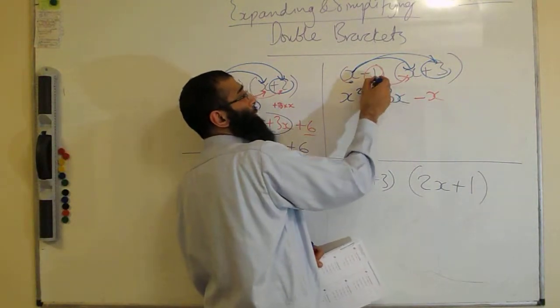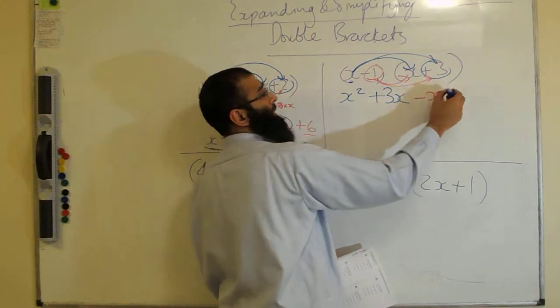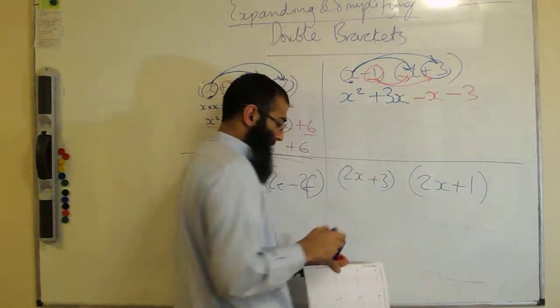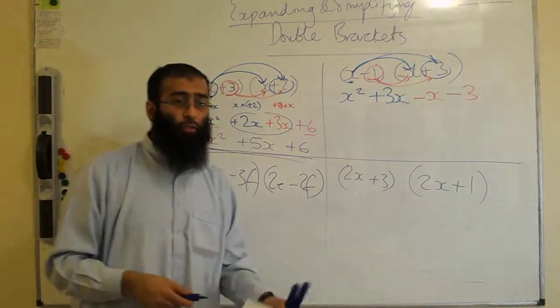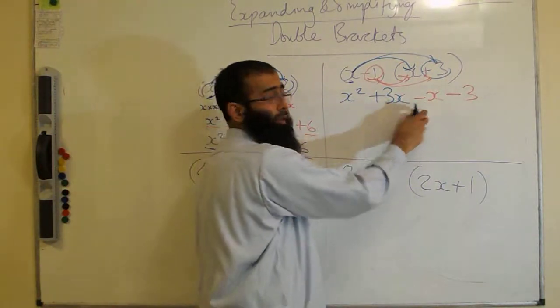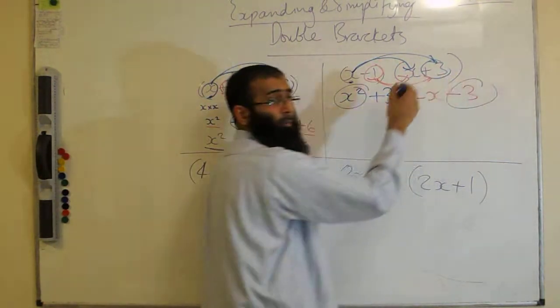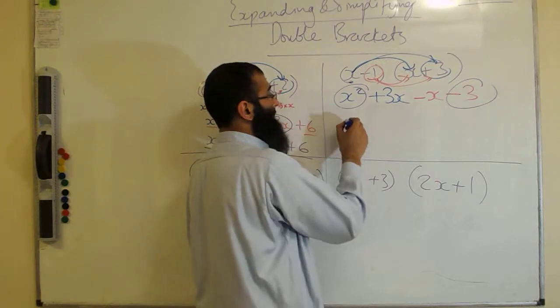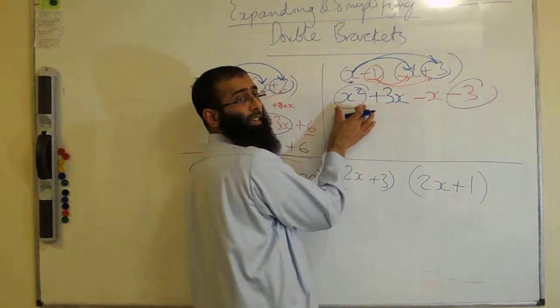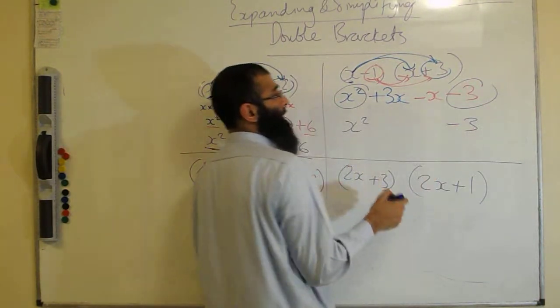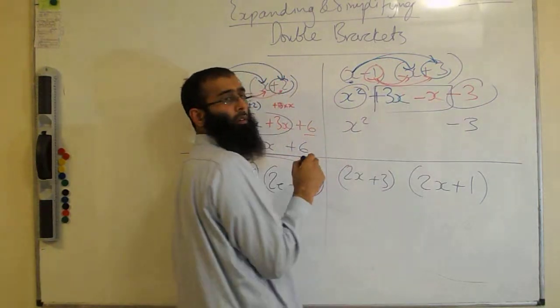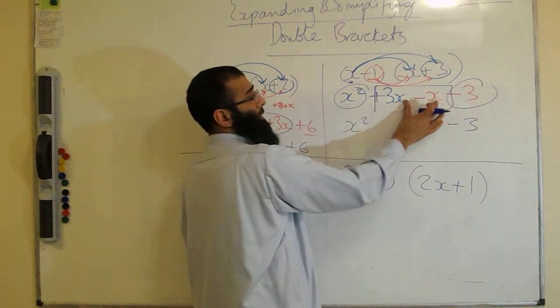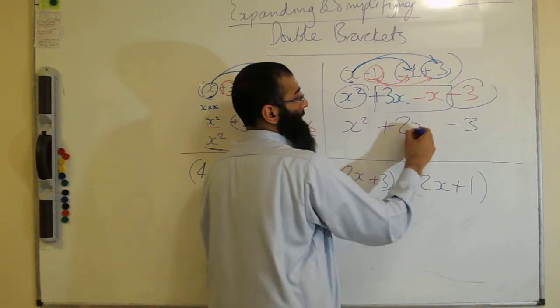We have minus 1 times by plus 3, which will give us minus 3. Lovely. Now simplify this down for me. These items won't simplify because there's nothing else to simplify with: there's no other x squared term and no other number term besides the minus 3. What does this part give us? 3x minus x, which is 2x. Lovely, plus 2x. Done.